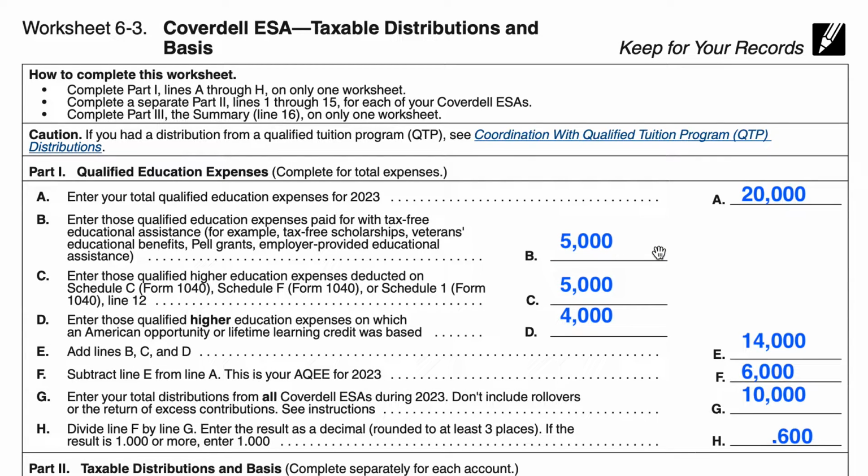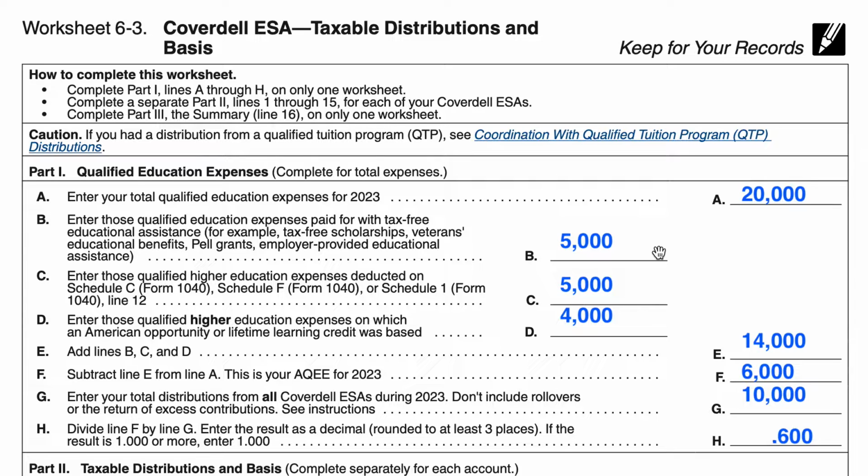In line C, we're going to now enter any qualified higher education expenses that we took a tax deduction on. So you could take a tax deduction possibly if this is for the betterment of your business on Schedule C or Schedule F, or on Schedule 1, line 12, if you are eligible to file IRS Form 2106. So that happens to be available for reservists, fee basis government officials, and performing artists. So for line 12 on Schedule 1, you would have to be eligible to complete IRS Form 2106 and take that tax deduction, which is an above the line tax deduction. So it's an adjustment to gross income, not from gross income.